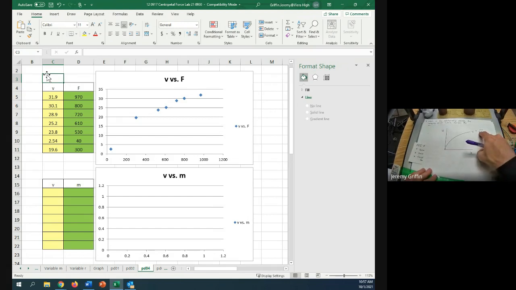So, for example, if x is 1, y is 1. If x is 4, y is 2. If x is 9, y is 3, and so on. That's a curve that bends down like that. Now, since we've got some scientific data, we have to figure out, is it really a square root? What if it's a cube root or a fourth root or some kind of weird power?